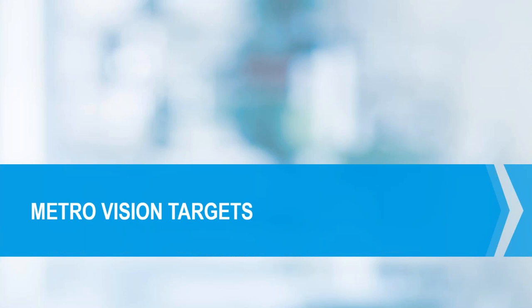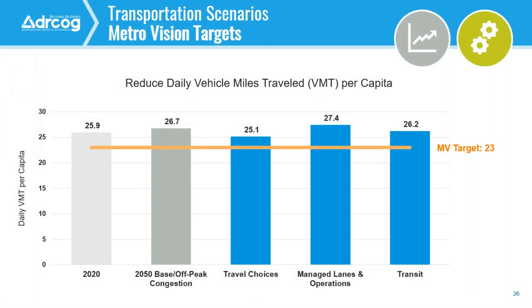And again, to take a break here, look at these four scenarios, just comparing them to some of our MetroVision targets. That orange line represents what our MetroVision target is currently set at. And as you can see, none of these scenarios got us there in order to reach our goal of reducing daily vehicle miles traveled per capita. Next slide.